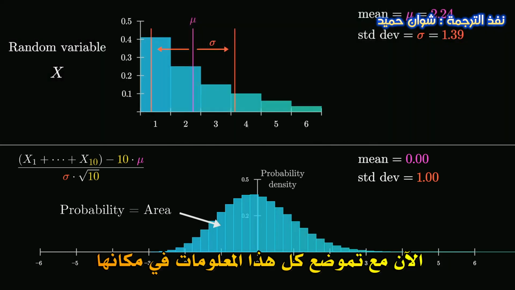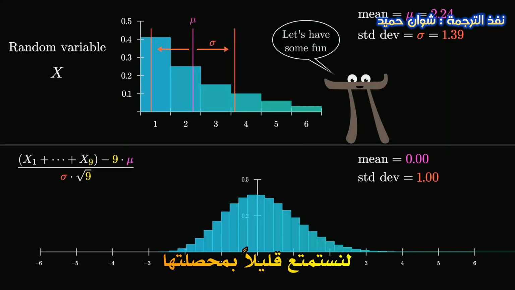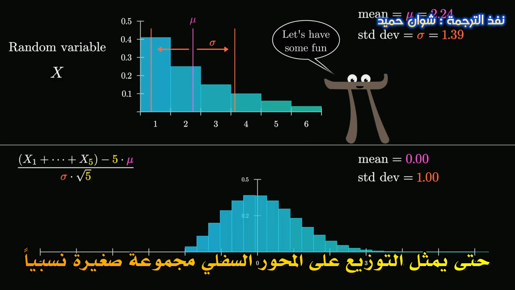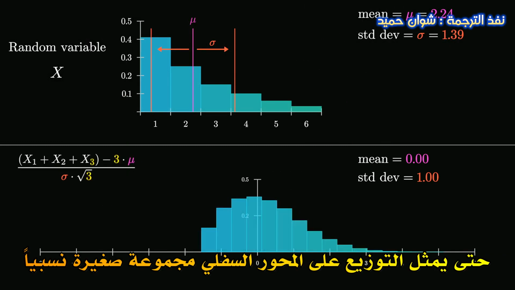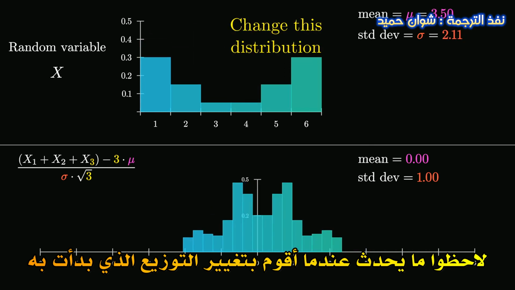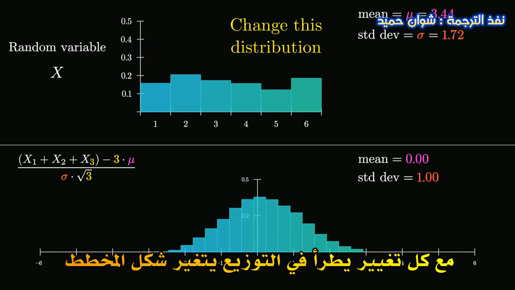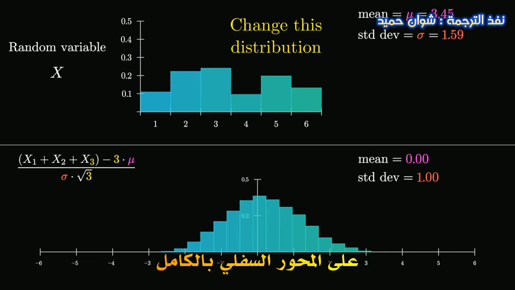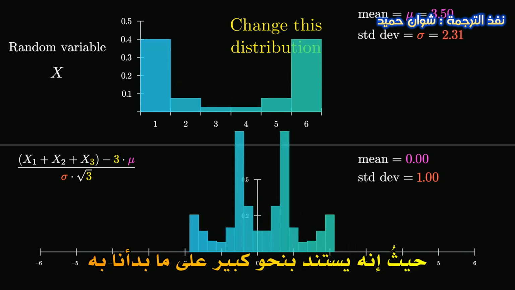Now, with all of that in place, let's have a little fun. Let me start by rolling things back so that the distribution on the bottom represents a relatively small sum, like adding together only 3 such random variables. Notice what happens as I change the distribution we start with. As it changes, the distribution on the bottom completely changes its shape. It's very dependent on what we started with.